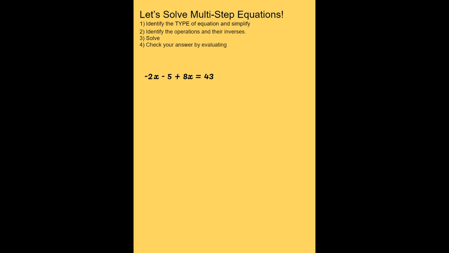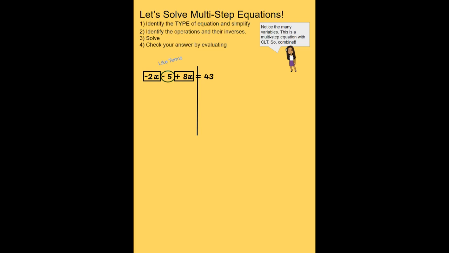Remember, the goal of solving equations is to find the value of the variable that makes both expressions equal, in this case x. First, let's notice there are three terms on the left-hand side. This means this is a multi-step equation with like terms. Let's identify the three terms: negative 2x, negative 5, and positive 8x. Of these three terms, there are only two that are like terms: negative 2x and 8x.